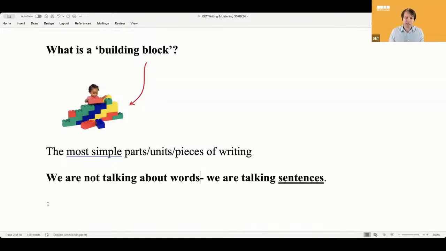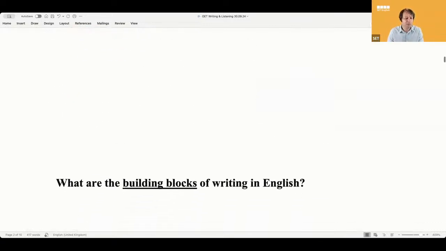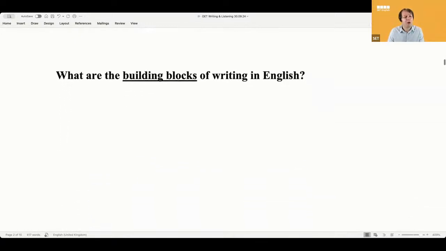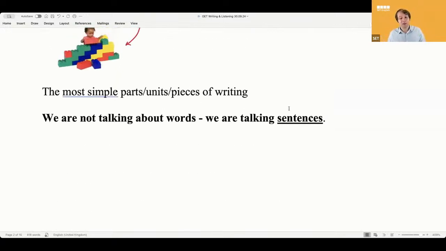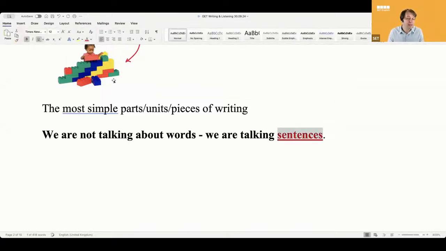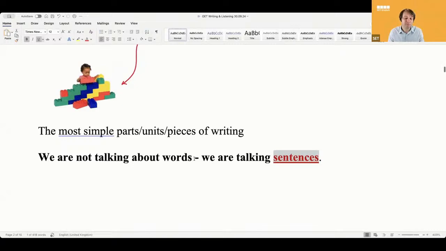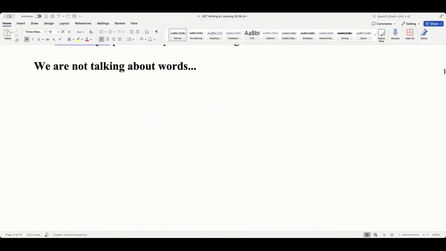Now, let's talk about this idea in more detail, okay? So, I've got another question. What are the building blocks of writing in English? We can say, is it sentences? Is that really the building block? Someone said sentences here. We're talking sentences. Is that the building block of writing? Actually, no. Okay. So what is the building block in writing?